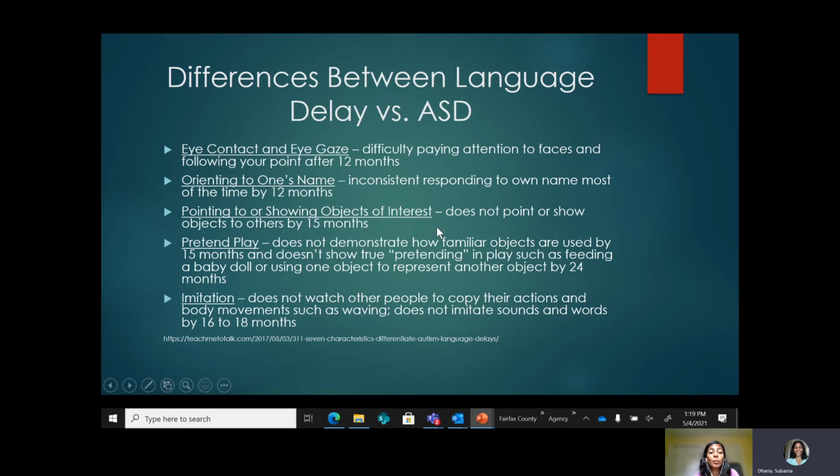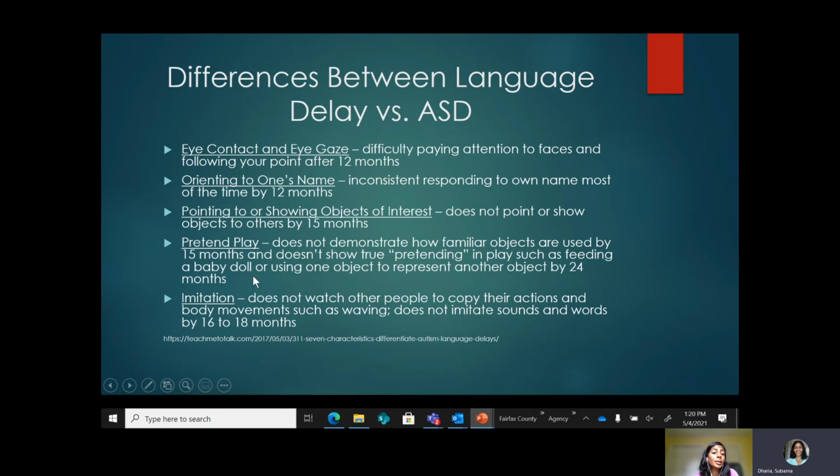Then whether or not they're starting to show objects or point to things, like we had just talked about a little bit in that first video, those are really social ways of communicating, and you don't need any words in order to do those things. But if those things aren't happening by the time they're 15 months, it's just another concern that we want to investigate for autism spectrum disorder as well.